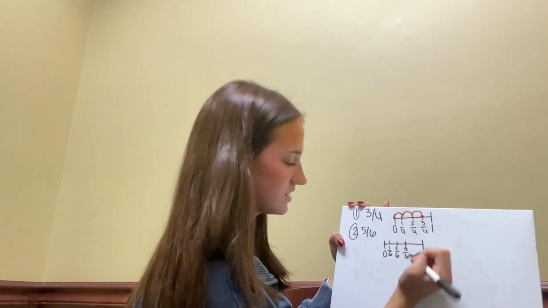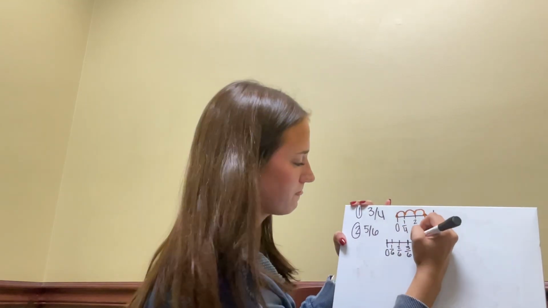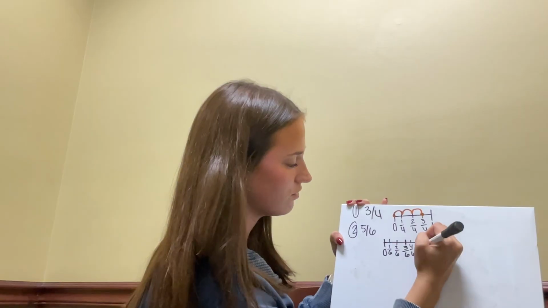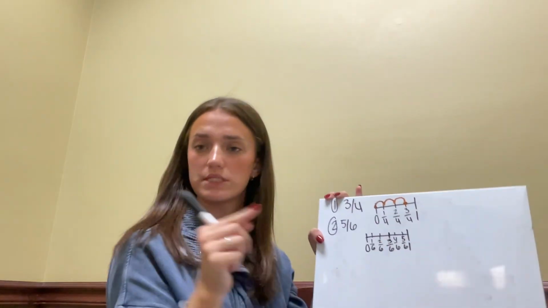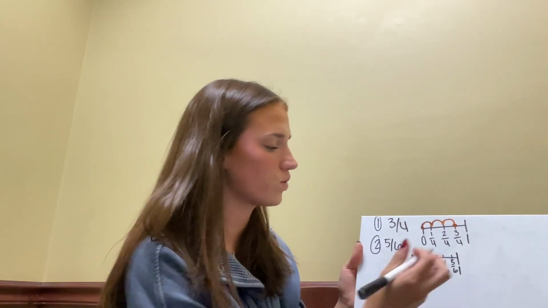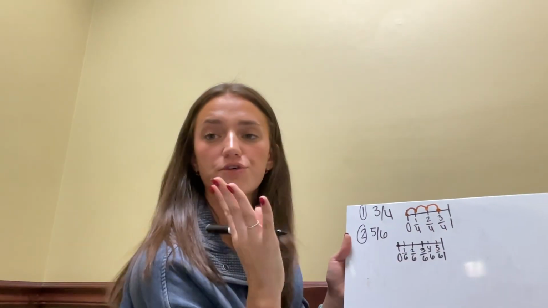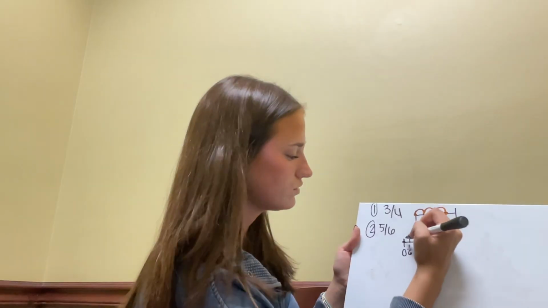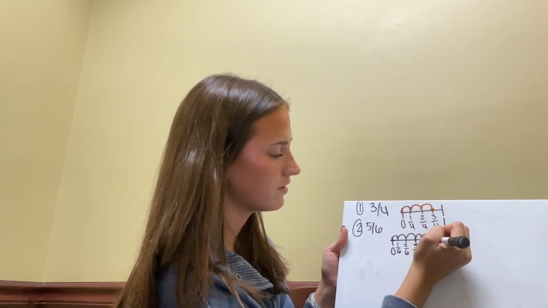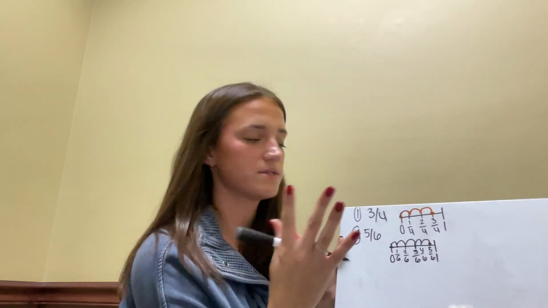1/6, 2/6, 3/6, 4/6, and then 5/6, and then our 1 whole, which would be 6/6. So kind of the same process as what we just did in number 1. We're going to start at 0 and count to 5 to get 5/6 on the number line and plot it. So 1, 2, 3, 4, 5. So when we count and jump 5 times, we end up with 5/6 on the number line.